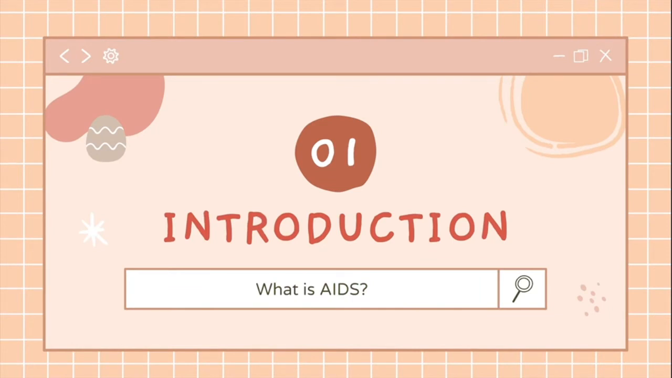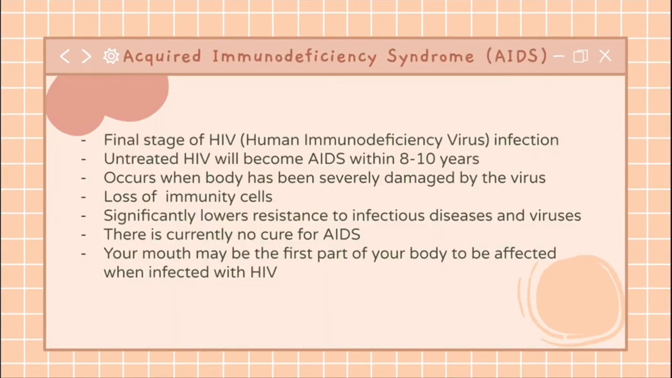Introduction. What is AIDS? AIDS is the final stage of HIV. If HIV is left untreated, it can progress to AIDS within 8 to 10 years. It occurs when the body has been severely damaged by the virus, with a loss of immunity cells and significantly lower resistance to infectious disease and virus. There is currently no cure for AIDS. Your mouth may be the first part of your body to be affected when infected with HIV.